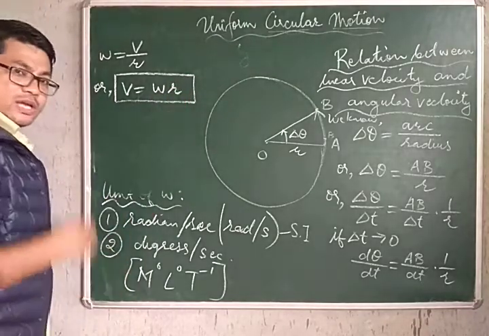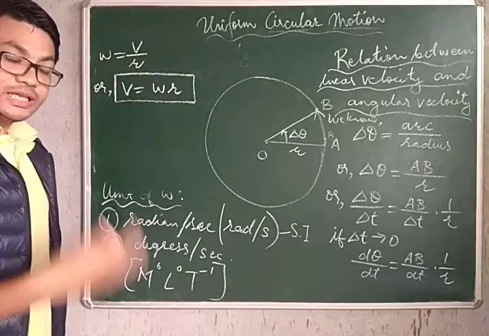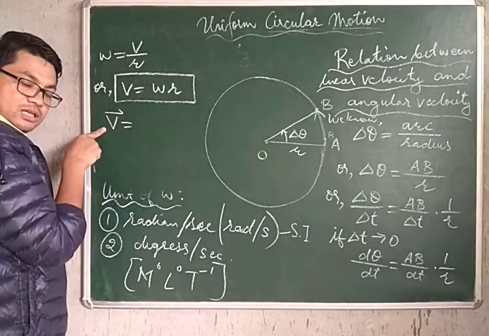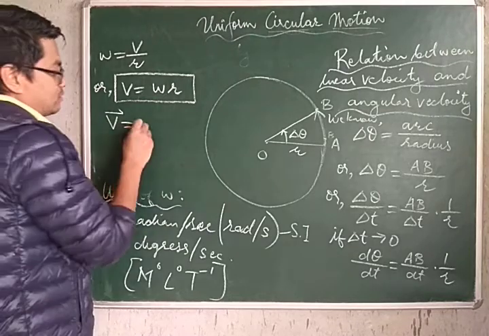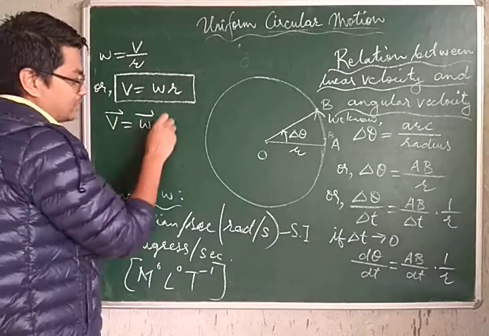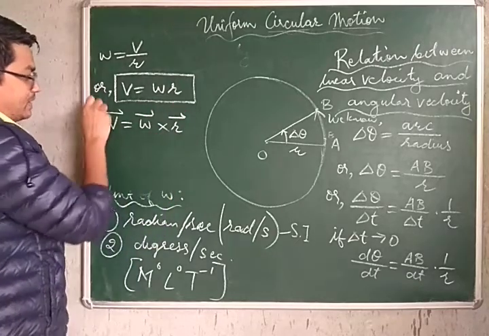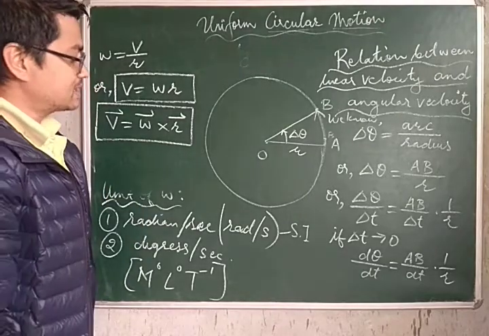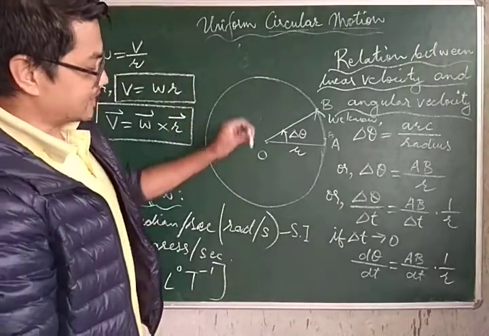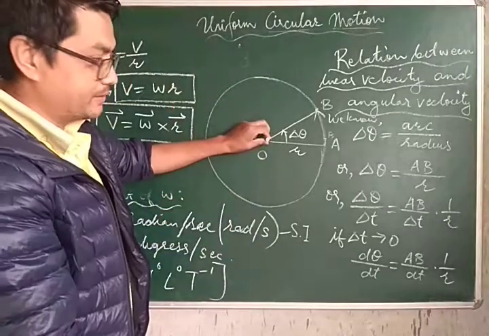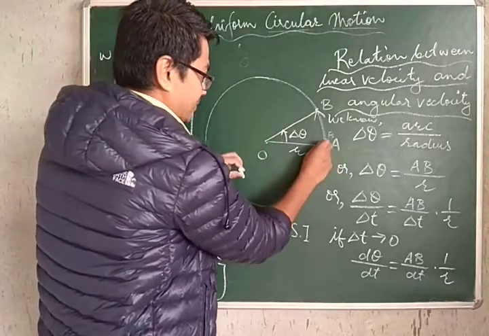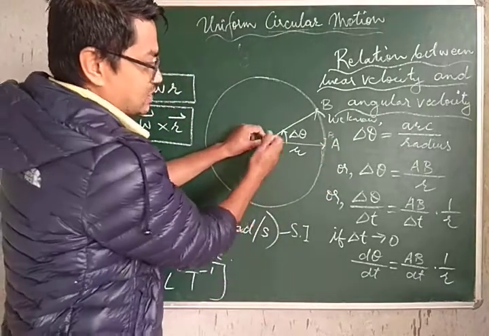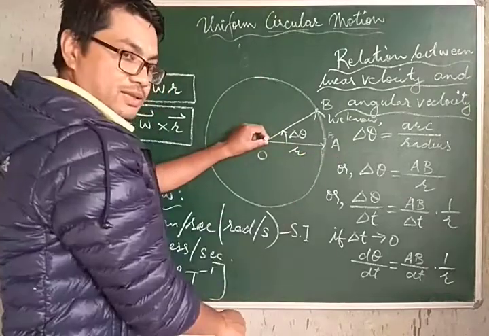Now, if you want to write this relation in vector form, then this can be written as V, the linear velocity vector, is equal to omega, which is a vector itself, cross r. It's a cross product. Why? Because omega is in this direction, coming out of the plane of the board. Consider r to be a vector, since it's displacement basically, radius is displacement. So we have two vectors, one in this direction and the other in this direction.